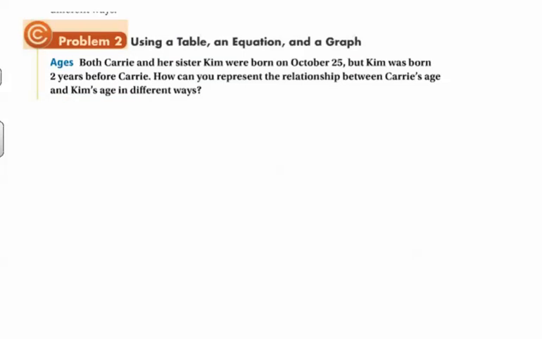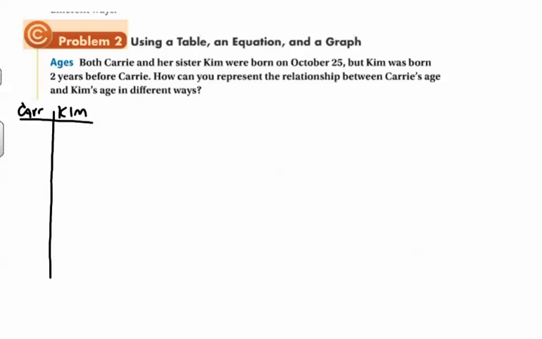All right, problem 2. It says using a table, equation, and a graph. So both Carrie and her sister Kim were born on October 25th, but Kim was born 2 years before Carrie. How can you represent the relationship between Carrie's age and Kim's age in different ways? I don't know. I guess we could probably do something with a table. And if I did a table, I'm going to put Carrie and Kim, right? So Carrie and her sister were born on the same day, but Kim was born 2 years before Carrie. So how can you represent this relationship between Carrie's age and Kim's age?